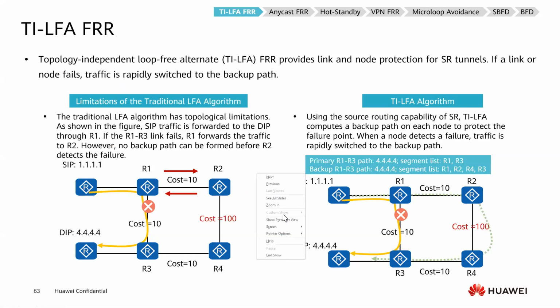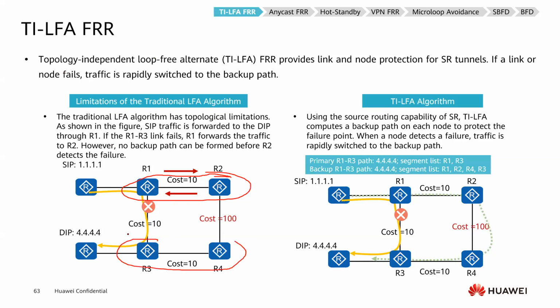For example, in here we have the P zone. Yeah, the P zone is here. The Q zone is here, which means the P and Q zones do not overlap with each other. So during this time, from R4 to R2, we can use SR to force the traffic forwarding from R2 to R4. This is TI-RFA, topology independent RFA.